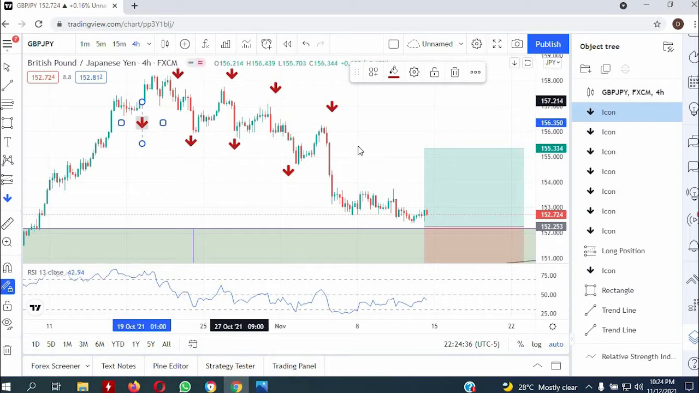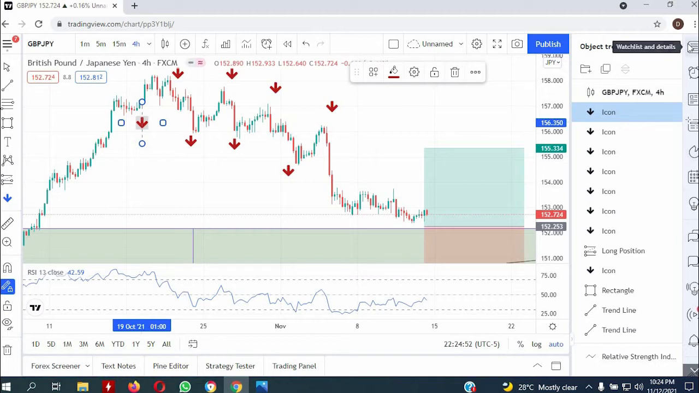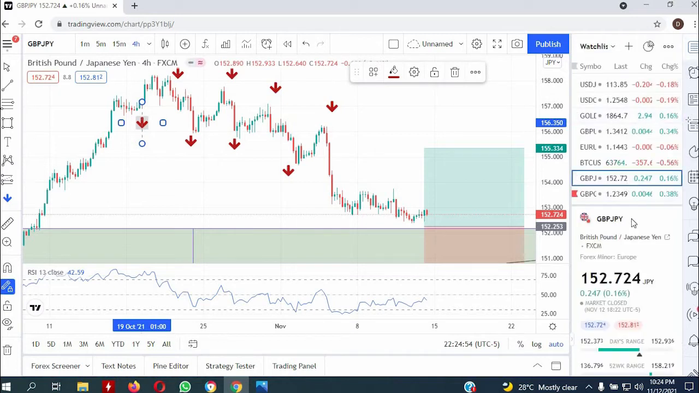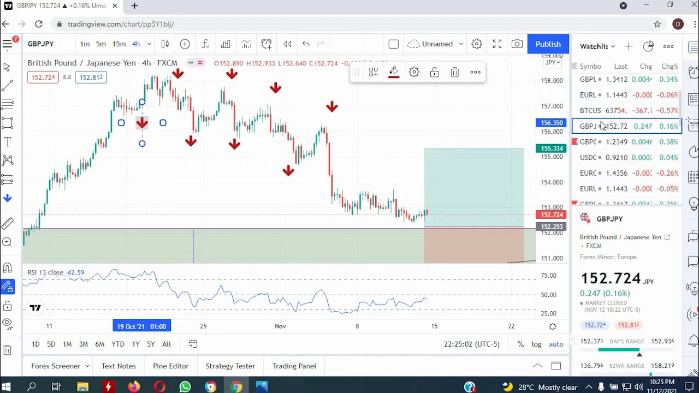But we want to exit our position right in this area because we are pulling money out of the market. So that is it for the GBP JPY. I'm going to go over to the EUR USD.